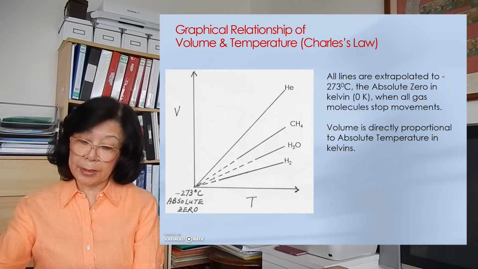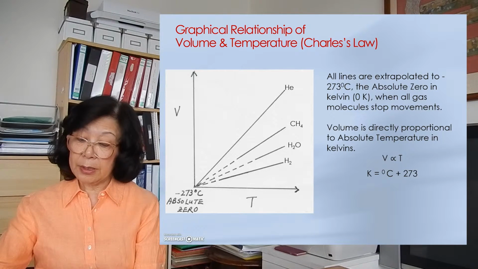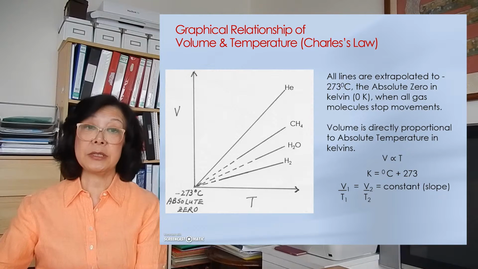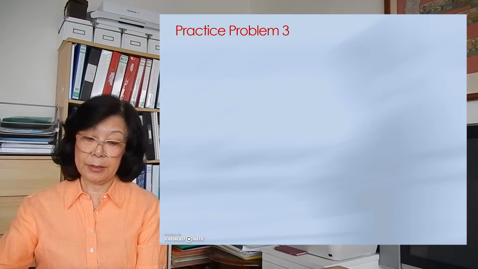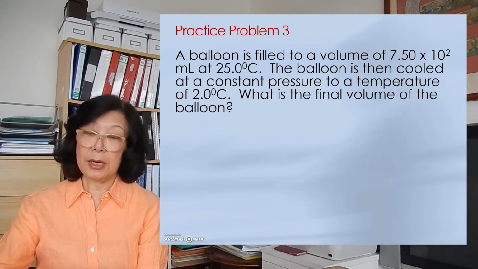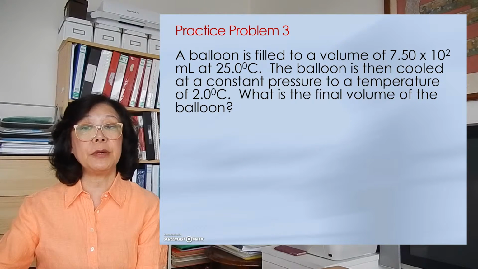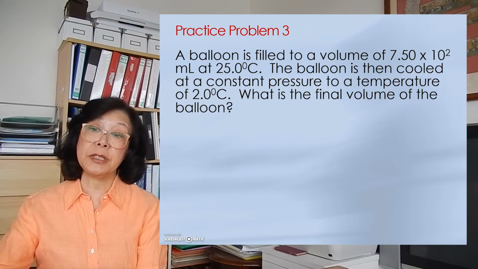If I look at the slope of the straight line, which is V over T, I come to Charles' law: V1 over T1 is equal to V2 over T2, which is a constant. Now practice problem number 3 utilizes Charles' law. I have a balloon of 750 milliliter volume at 25 degrees C. Now I cool it down to 2 degrees C. What is the final volume of the balloon?